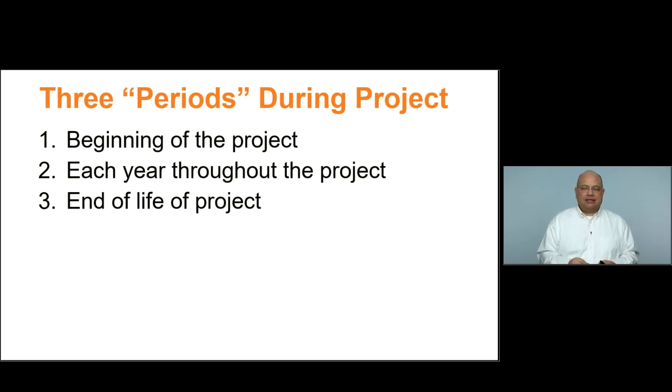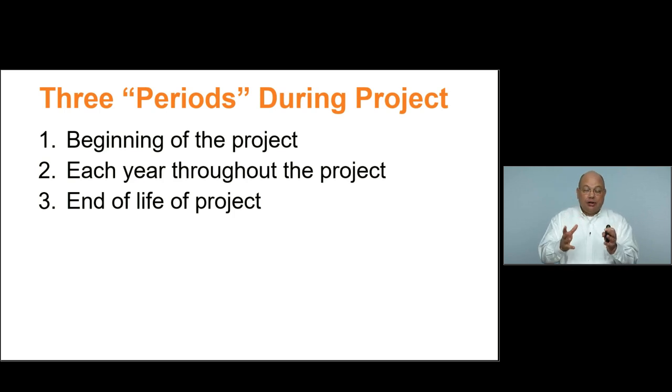Okay, but we'll get to that as we go through net present value and some of the other methods that we're looking at. But we have 3 time periods. And so what we're going to do is we're going to look at, first, what are the cash flows at the start of the project? What are the cash flows every year of the project? And then what are the cash flows at the end of the project?